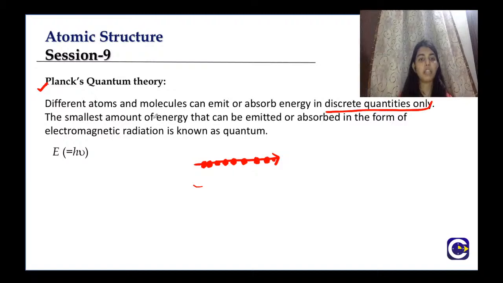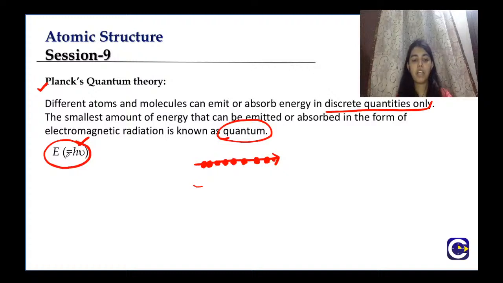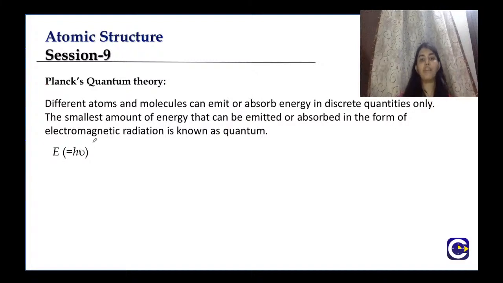And he said that the smallest amount of energy that can be emitted or absorbed in the form of electromagnetic radiation is called a quantum. So he said that a particular radiation is made up of small packets of energy, and one packet of energy is equal to h nu, right? The energy of that packet is equal to h nu. Okay. So Planck said that electromagnetic radiations are not in the wave form. Rather, he explained that they are in the form of packets, in the form of particles, basically, right?